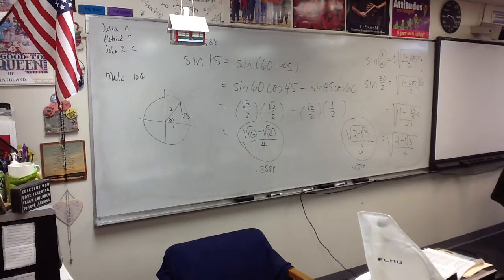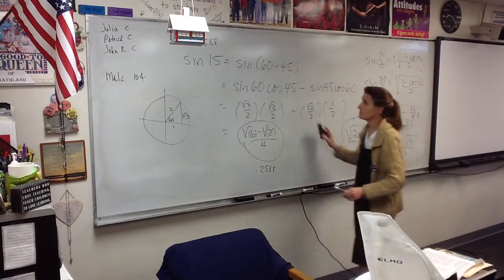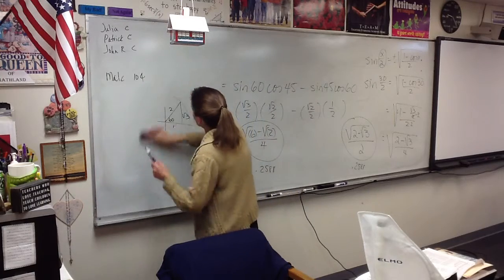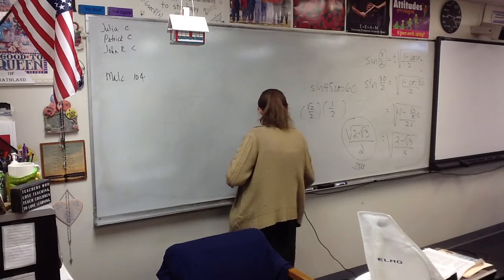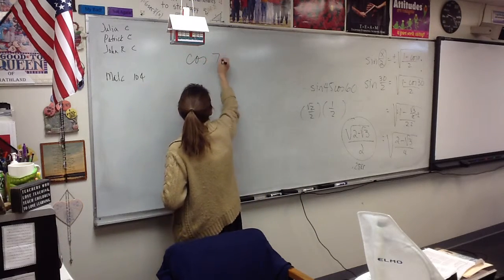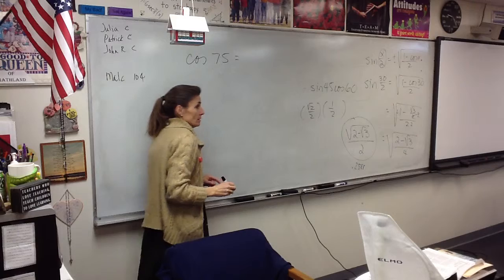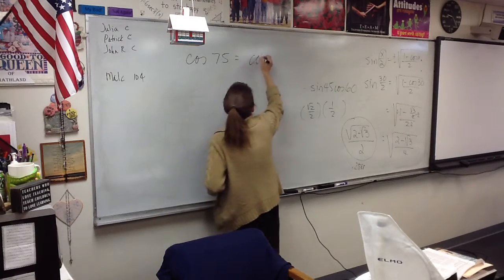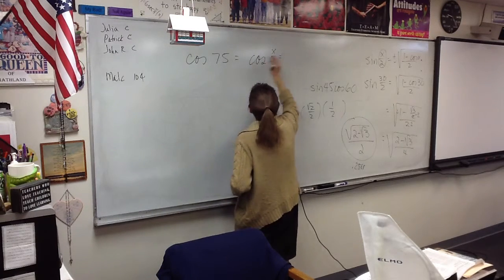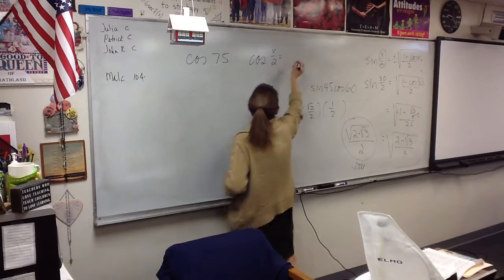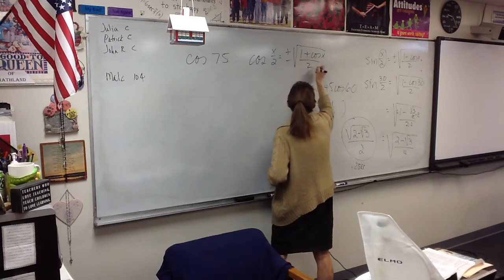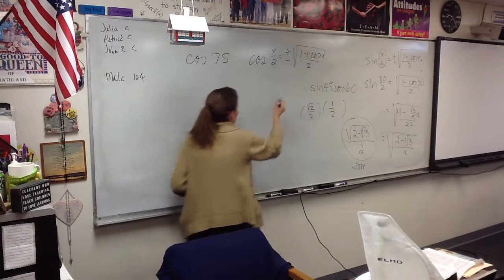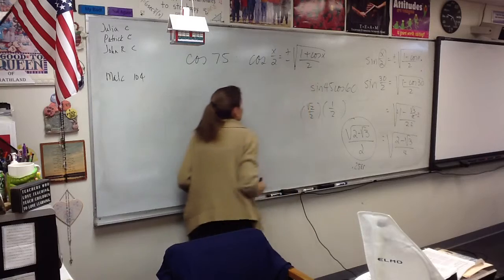Let's try one more. Let's look at number 33. It says find the cosine of 75. Let's use our half angle identities to find the cosine of 75. This is your half angle identity. That radical is over the whole thing.